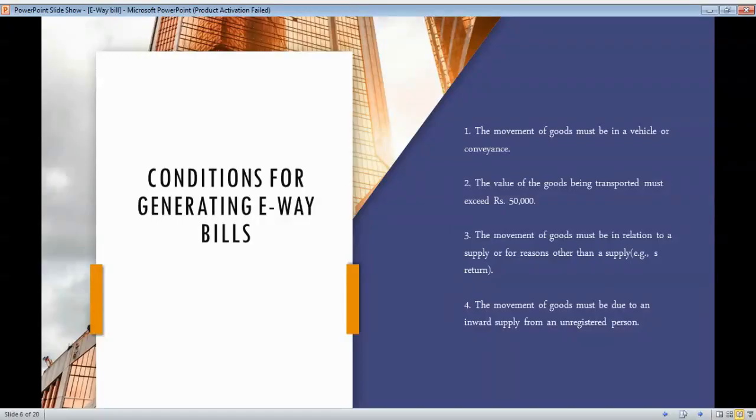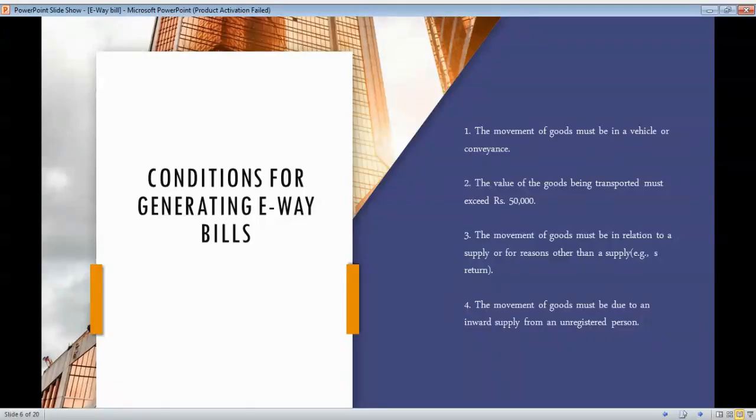So the next one is job work. If the principal sends goods to a job worker for job work, an e-way bill must be generated if the value of goods exceeds the threshold. For example, a registered furniture manufacturer, the principal, sends a wooden chest to a registered carpenter, the job worker, for processing. Since the value of goods exceeds the threshold, the manufacturer must generate an e-way bill.